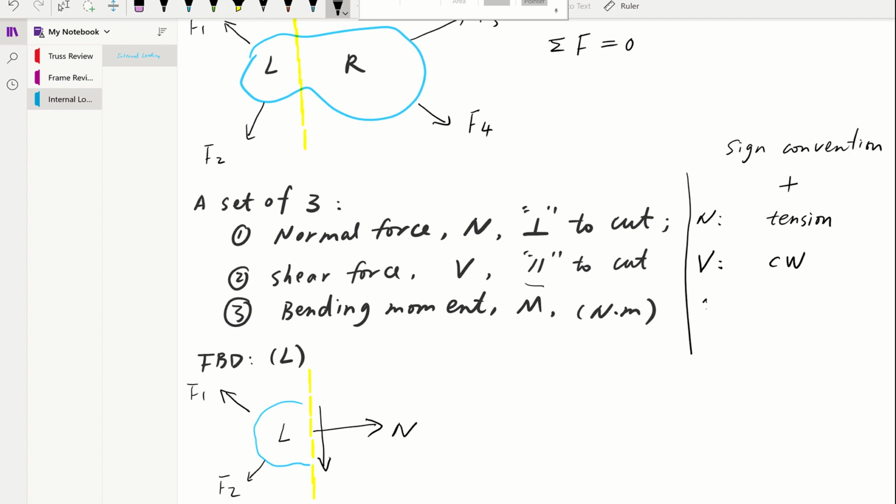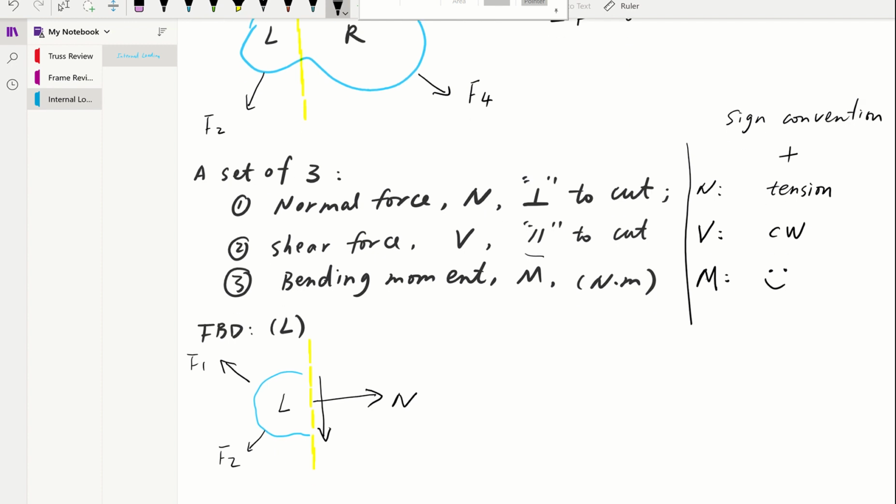Then the last one, the bending moment. When will you make bending moment positive? This is my favorite one. It's to make a happy smile. So think about this. If you wanted this member to make a happy smile, what would that look like?